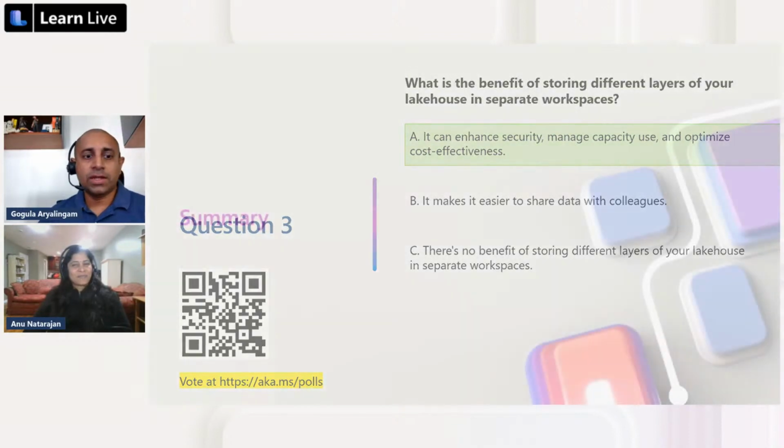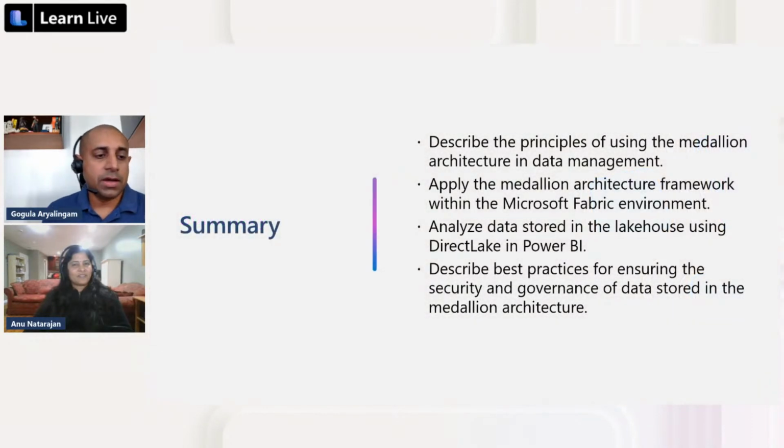All right, so let's quickly summarize what we've learned. We've learned to describe the principles of using the medallion architecture in data management, how to apply the medallion architecture framework within the Microsoft Fabric environment, how to analyze data stored in lakehouse using DirectLake, and describe some best practices for ensuring security and governance of data stored in the medallion architecture. Anu did go through the exercise to show you an end-to-end implementation using Fabric within Fabric itself.